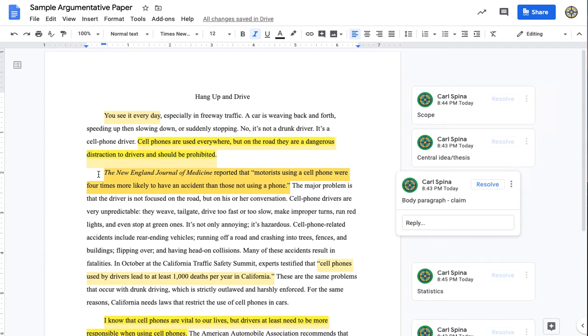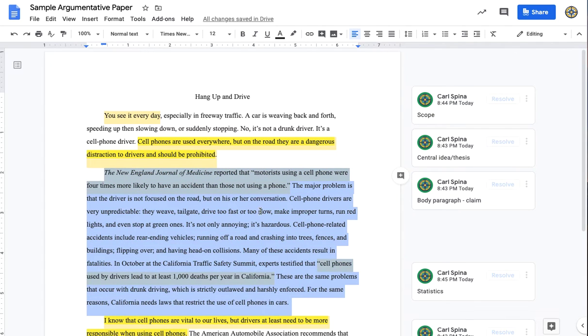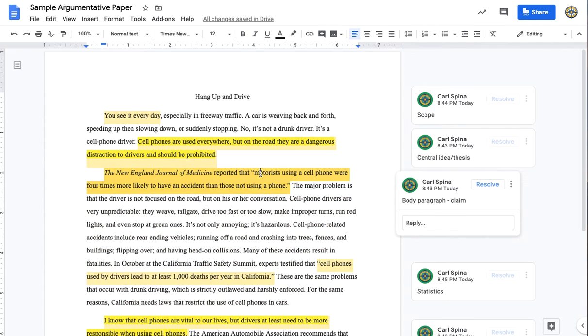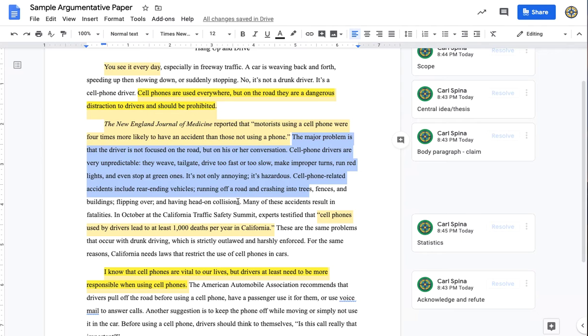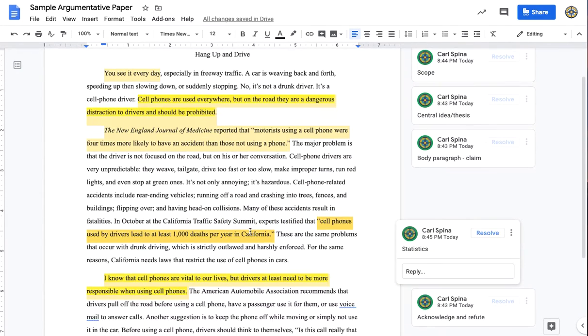All right, let's look at this body paragraph. I'm not going to read this whole thing to you because this whole thing is about how motorists using a cell phone are 4 times more likely to have an accident than those not using a cell phone. This is the overall claim that basically driving while using a cell phone makes you more prone to have an accident. They talk here about the different types of accidents that happen, and then they talk here about the types of injuries that happen in those accidents. This right here is the use of statistics to support their idea.